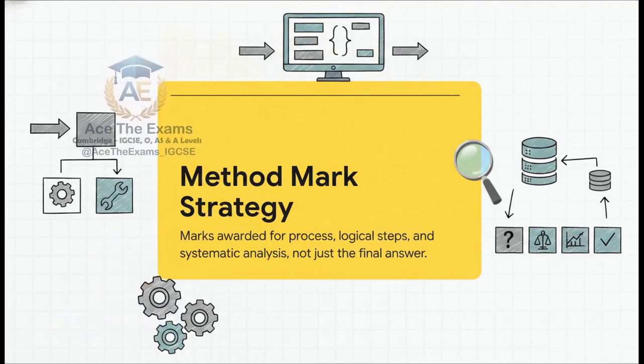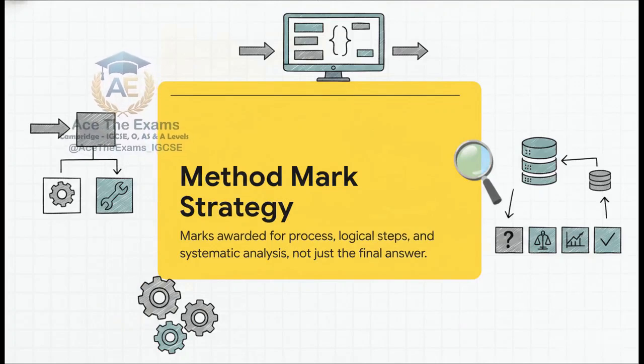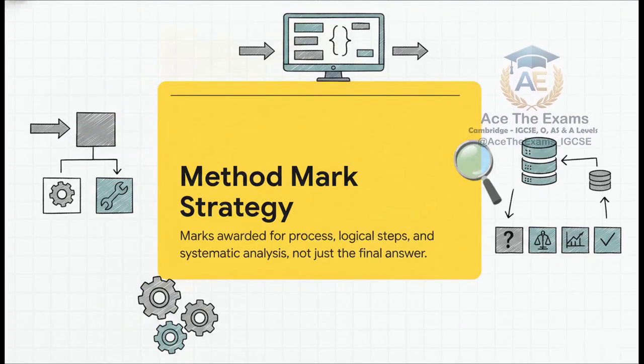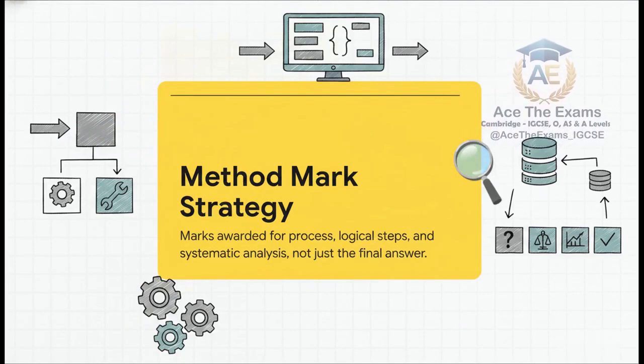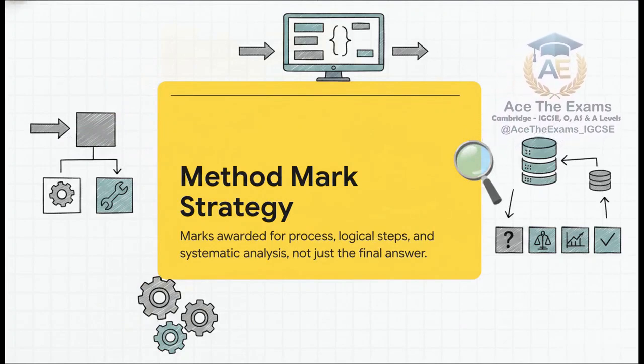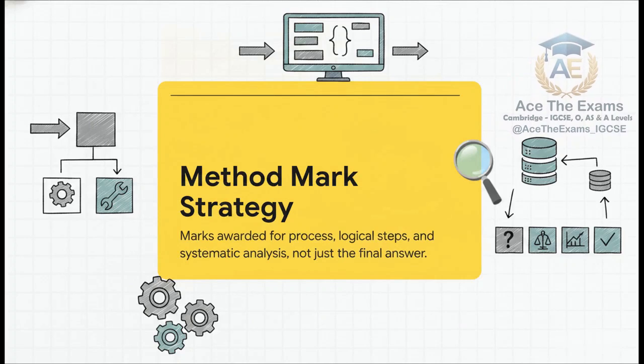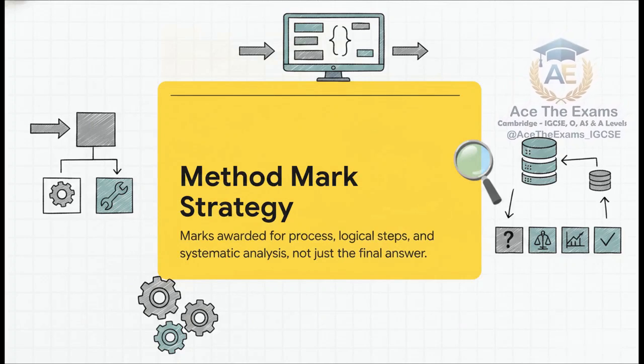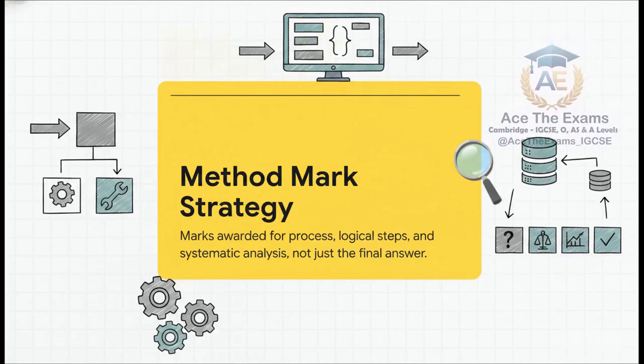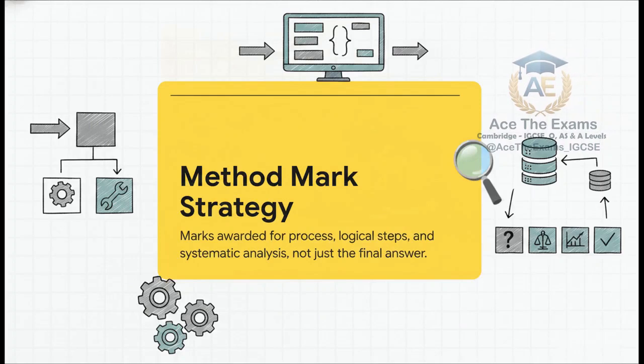The method mark strategy dictates that marks are awarded for the procedural process, the logical steps, and the systematic analysis, rather than just your final answer. The assessment framework heavily prioritizes analytical depth. This means you get method marks for your algorithmic thinking. Think of your exam answer as a piece of code. You wouldn't just write the output. You need step-by-step decomposition. You need to show your clear working, even if your final resulting tables are slightly off.